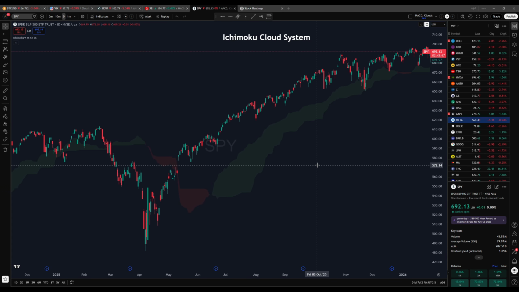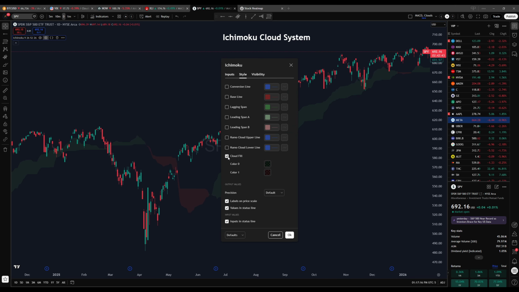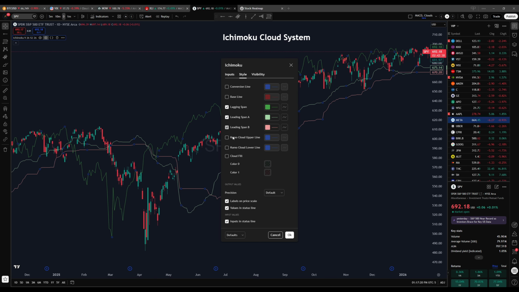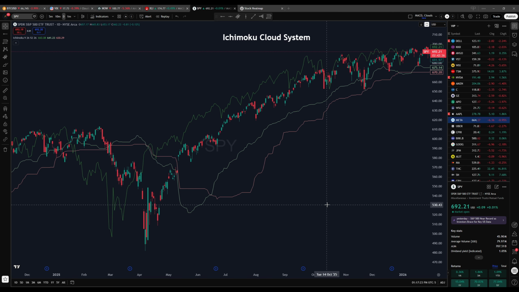Now I want to talk to you guys about the most overlooked part of this whole entire system, and that is the lagging span. Let me turn these on for you guys. All it really is is price shifted 26 days backwards. Most retail traders turn these off because they think it's messy and they don't want to know what happened in the past. A lot of times, that's a 6-figure mistake.